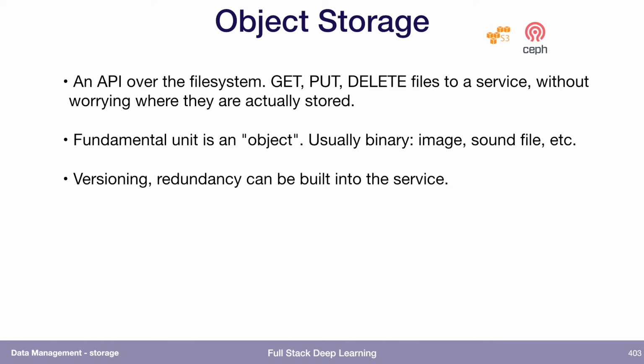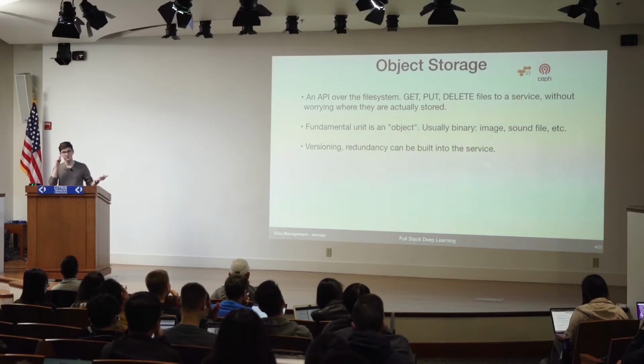You could build in certain things that are nice, like versioning. You could build that into the service. So every time you put something to an address, you're not overwriting the file there. You're just adding another version of that file on top of it. You can build in redundancy into the service. So that means when you put a file to the object storage, it can get stored on like 3 different disks. But you don't necessarily care. You just want to know that it's redundant.